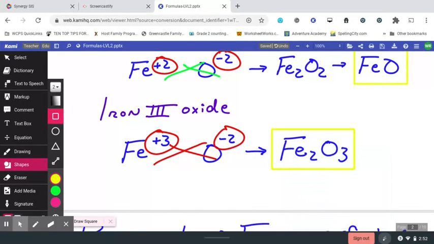Now notice the differences here. Same iron and oxygen being present in a molecule, but here you only have one iron atom and one oxygen atom. Here you have 2 iron atoms and 3 oxygen atoms. So there's definitely a difference, not just in name, but formula as well.